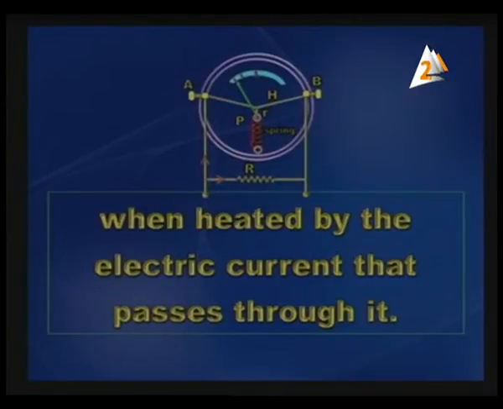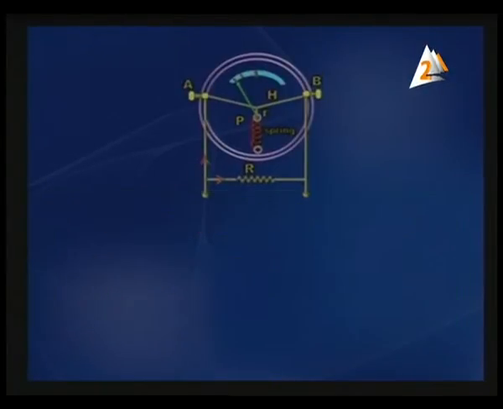So one important point of difference between the moving coil galvanometer and the hot wire ammeter is the idea. The moving coil galvanometer is based on the magnetic effect, but the hot wire ammeter is based on the thermal effect.